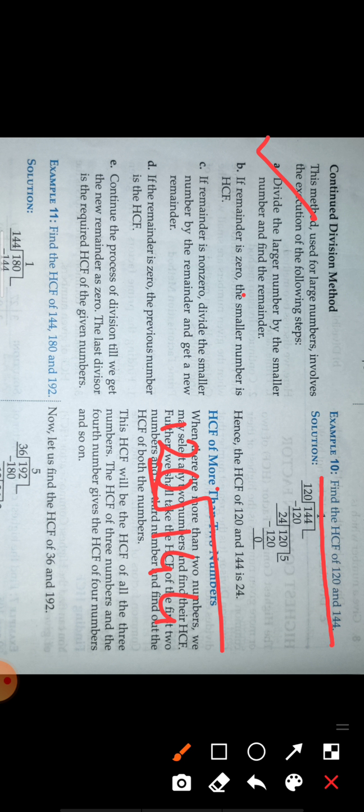Okay, so 120 ones are 120. So what is remainder here? 24. Correct. Now look, your remainder is not 0. Your remainder is 24. Okay, so second point is that if the remainder is 0, then the smaller number is the HCF. So our remainder is not 0 here. Our remainder is how much? 24. So then we have to skip to the third point.